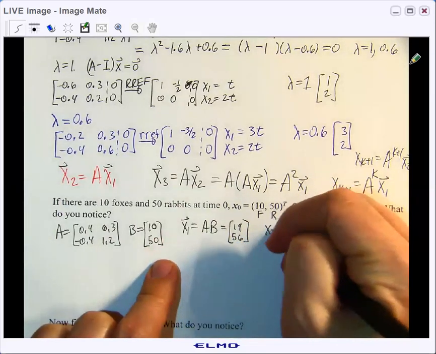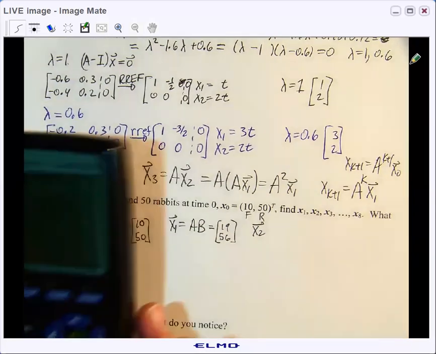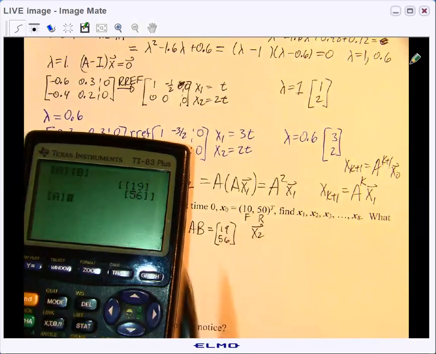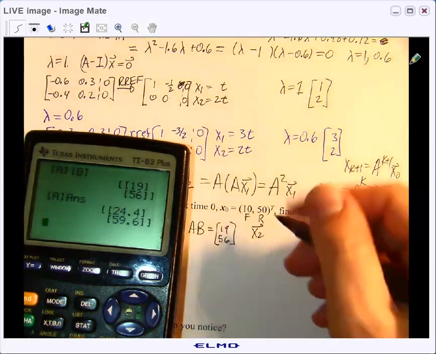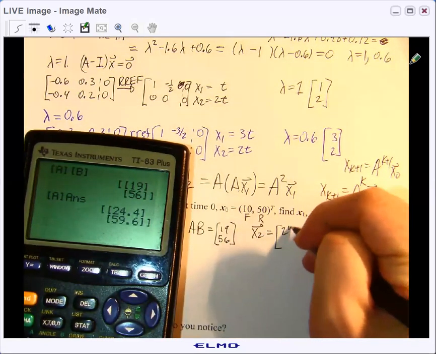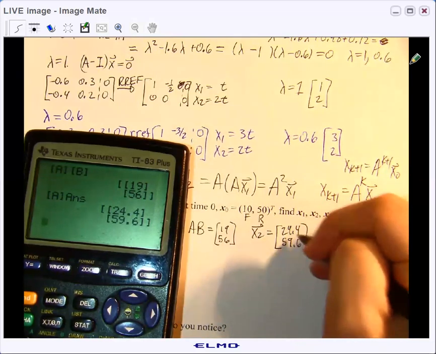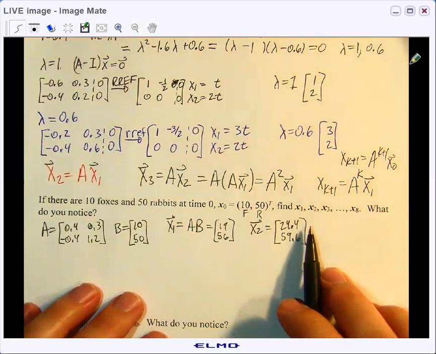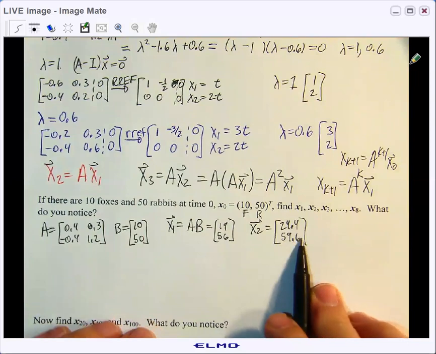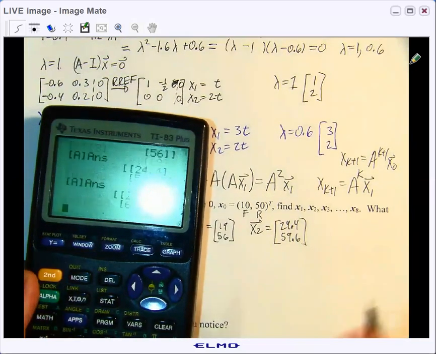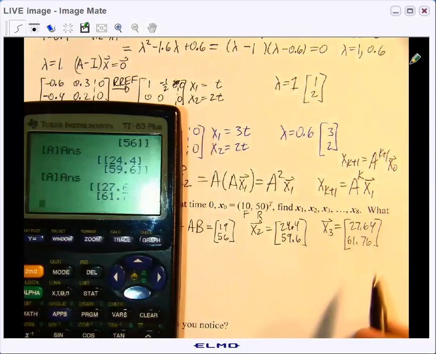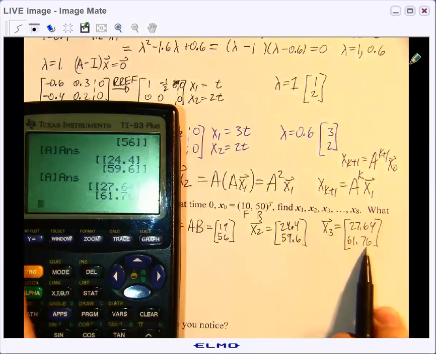Okay, so let's find x sub 2 by multiplying this by A. I can use the answer feature on my calculator to do matrix A times the previous answer, and we'll find that this gives us 24.4 and 59.6. Obviously, you can't have 4 tenths of a fox or 6 tenths of a rabbit, but you kind of get a feel for what we're modeling here. So we have about 24 foxes and about 60 rabbits now. Let's go ahead and do that again. So x sub 3 would be 27.64 and 61.76. Okay, so about 28 foxes and 62 rabbits-ish.